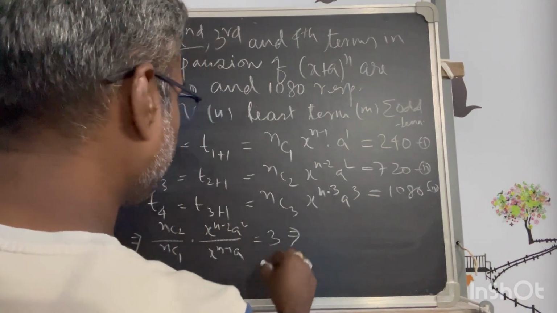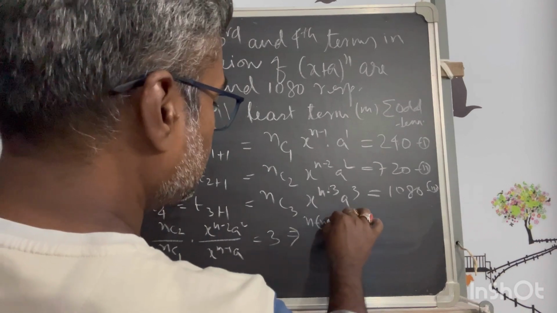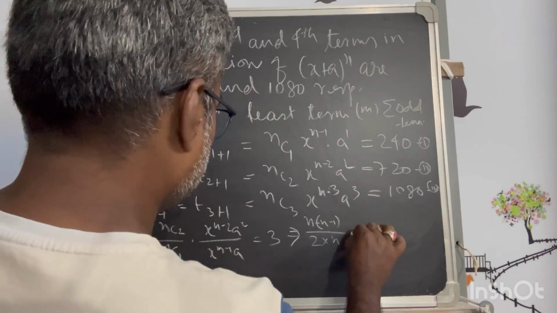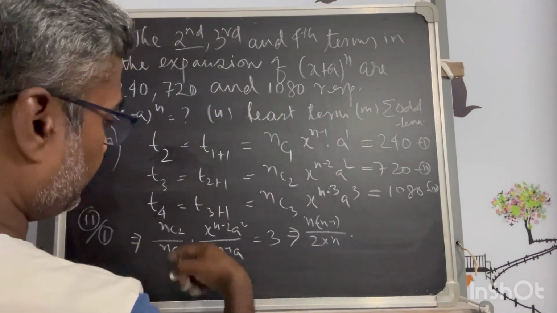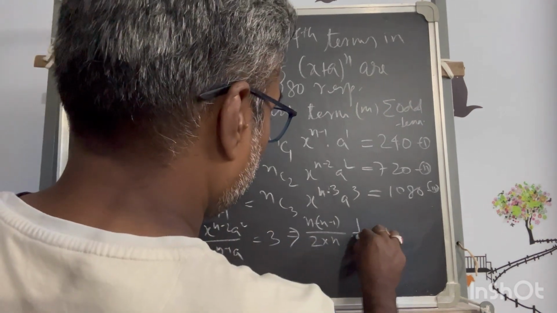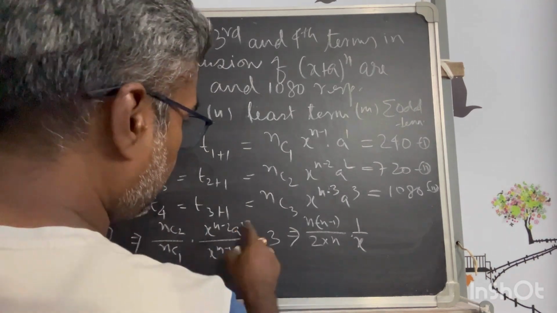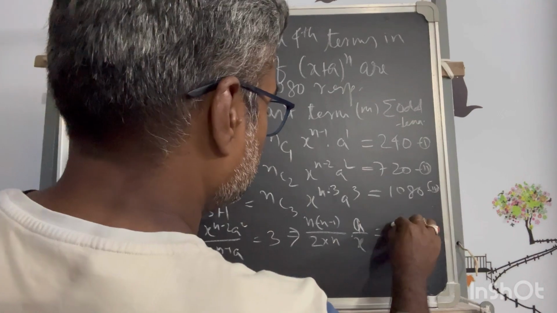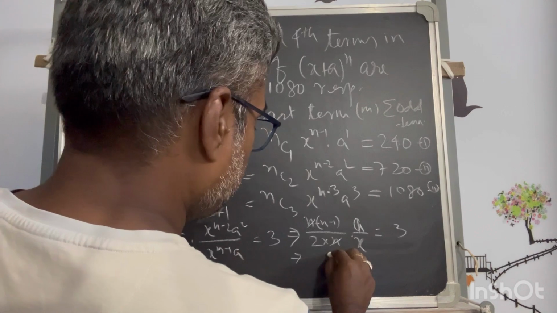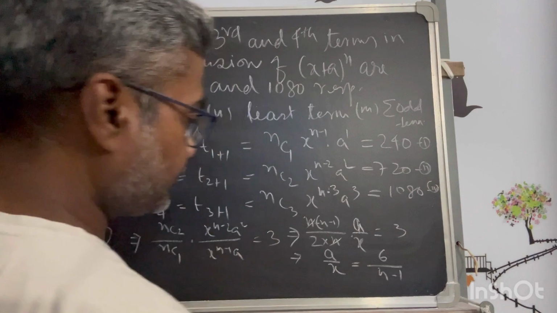Now simplify this. nC2 means n into n minus 1 by 2, and nC1 is equal to n only. So this is equal to n minus 1 by 2. If I calculate x to the power n minus 2 by x to the power n minus 1, it is n minus 2 minus n plus 1, so this will be 1 by x, because the power here is more, here is less, so x will come in the denominator and a will come in the numerator. So this is equal to 3. Now what else? n cannot be 0, so n can be cancelled out. So what else am I getting? a by x is equal to 6 by n minus 1. Okay.